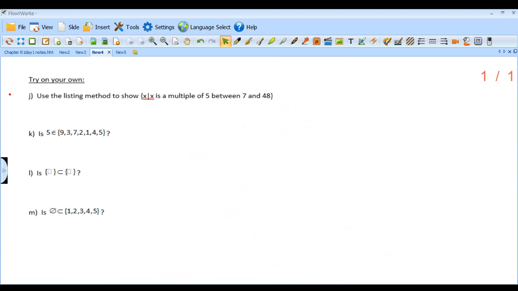Now you want to try on your own. Use the listing method to show the set of all x values that is a multiple of 5 between 7 and 48. So go ahead and try that one right now on your own. Pause the video, please.